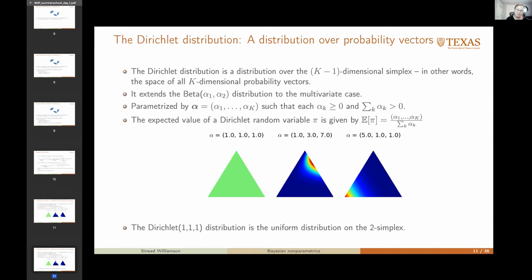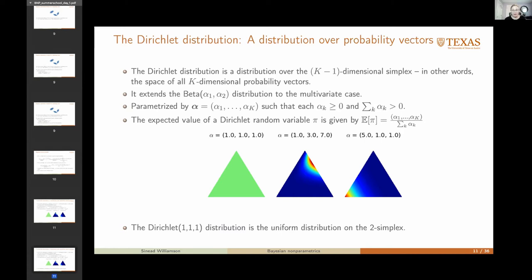And, you know, that extends. If I had Dirichlet 1, 1, 1, 1, that would be uniform on the three simplex and so on. So in this case, my expected sample is going to be the probability vector a third, a third, a third, but all probability vectors are equally likely.